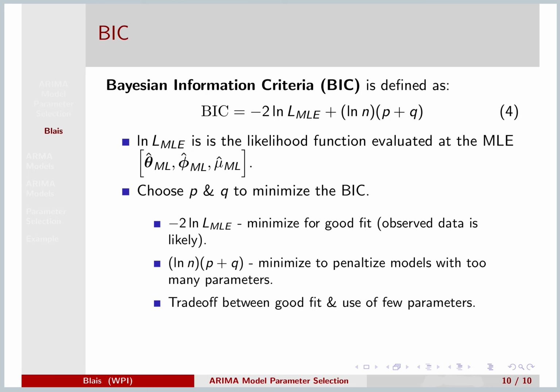And the second term, again, we are minimizing the number of parameters, but note that you have ln of n here. And n, of course, is the size of your sample. So the larger your sample, the heavier the penalty on the number of parameters here. So the same trade-off between goodness of fit and use of few parameters, we just have a more substantial penalty on the number of parameters here, because this penalty increases in size with the size of your sample.